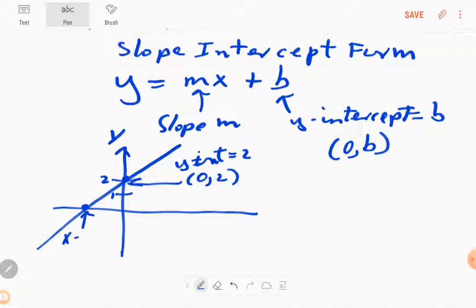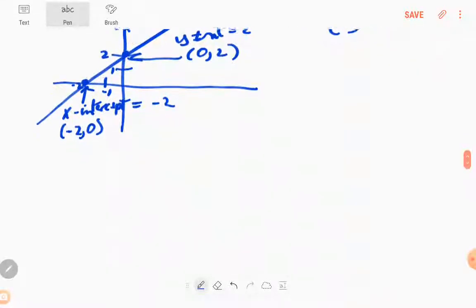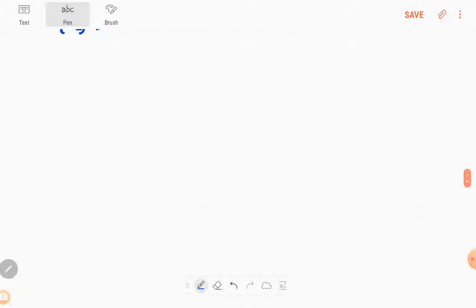So if you're ever asked for the x-intercept, this would be the x-intercept, and say this is -1, -2. So then the x-intercept itself would equal -2, but the point of the x-intercept would be -2, 0. Okay, so let's look at an example.